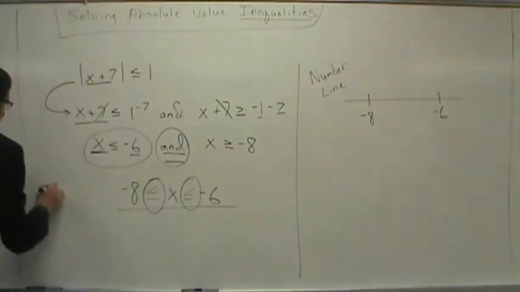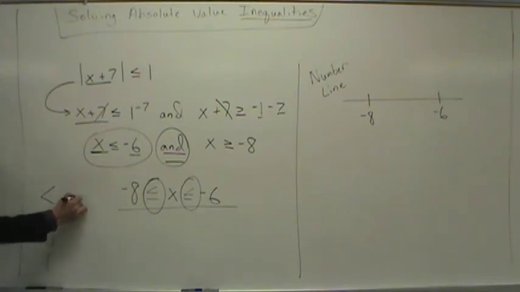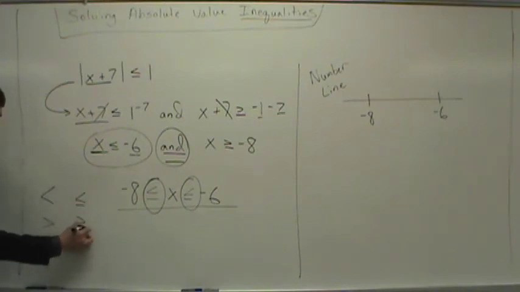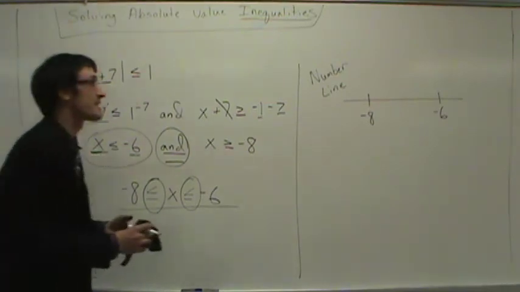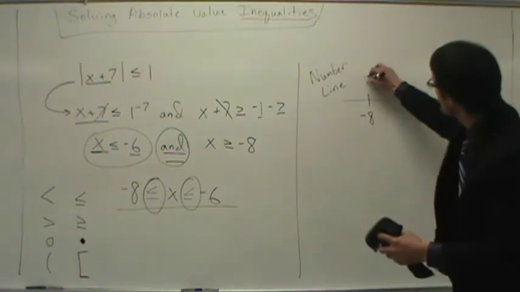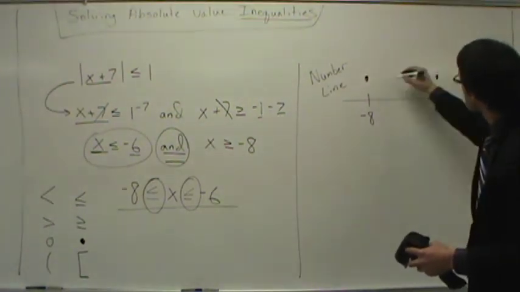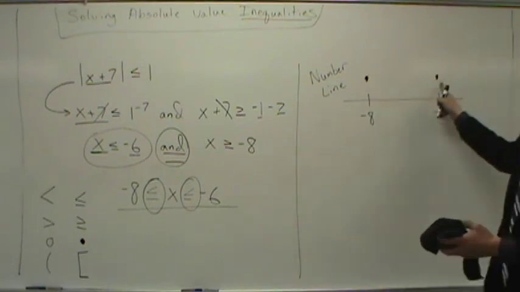Remember, less than, greater than is open, parenthesis. Okay. Less than or equal to, greater than or equal to is closed, bracket. So we're going to say what? Closed at -8, closed at -6. So put a solid point above -8, and put a solid point above -6. Okay. So closed at -8, closed at -6.